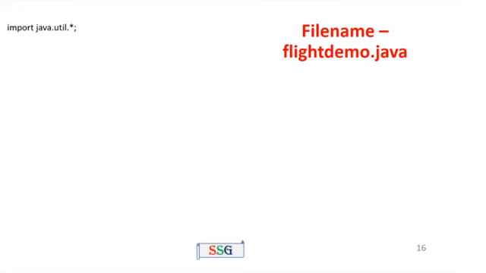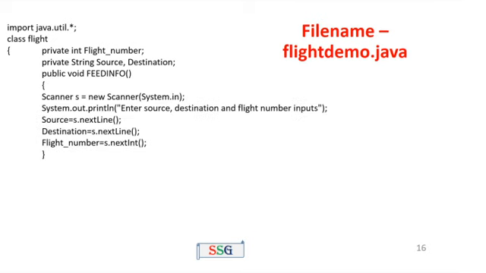First one, import java.util.*. Okay. Class Flight. Here all the variable members are private, so that's why I declared private int flight_number. The next one, private String source, destination. That is, the data members are over. Next, methods. All the methods are declared as public. Here the return data type is not mentioned, so we will put the return data type as void. So public void feedInfo.